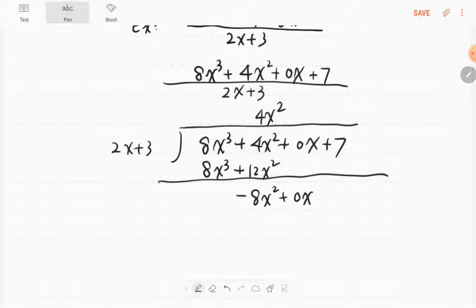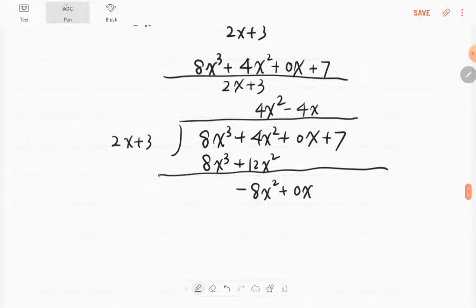Then we only check the first term. Which term times 2x, we will get negative 8x squared? So of course, we should negative 4. Negative 4 times 2 will get negative 8. And negative 4x, x times x will get x squared. So I should put the second term of a quotient at this position because we still need to line up our like term, right? So next step, we're going to use negative 4x to do the multiplication times 2x first.